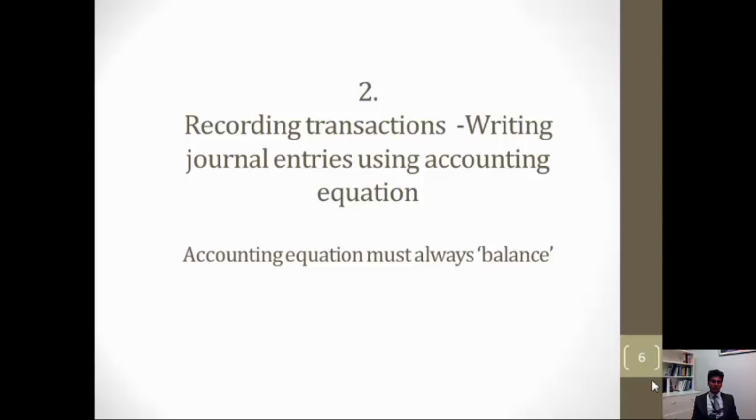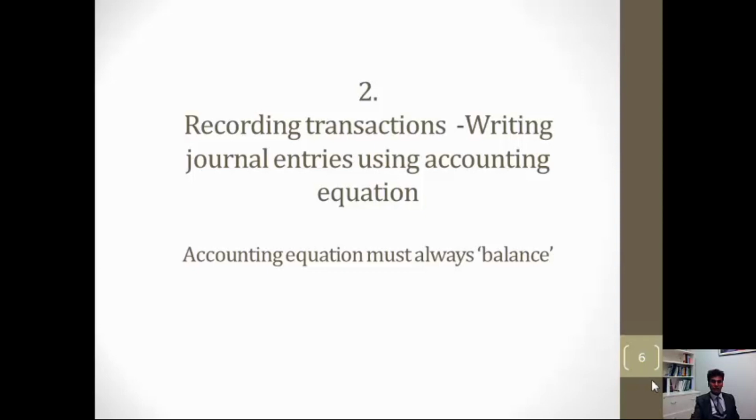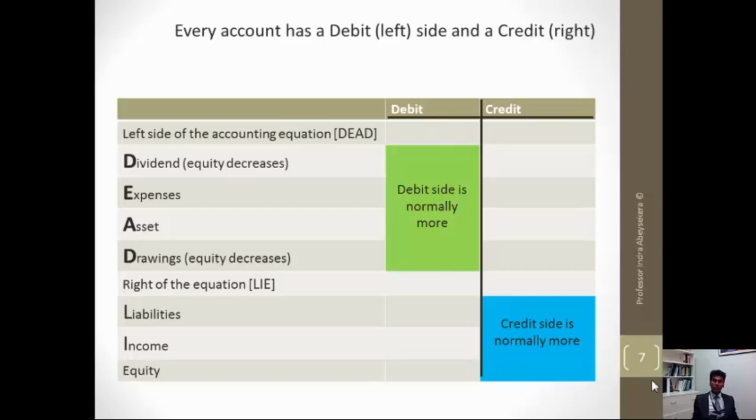One of the learning goals in workshop 2 is for us to understand recording transactions. We record transactions in accounting by writing journal entries using the accounting equation. When we write these journal entries using debits and credits, the accounting equation must always balance. So what are these debits and credits?